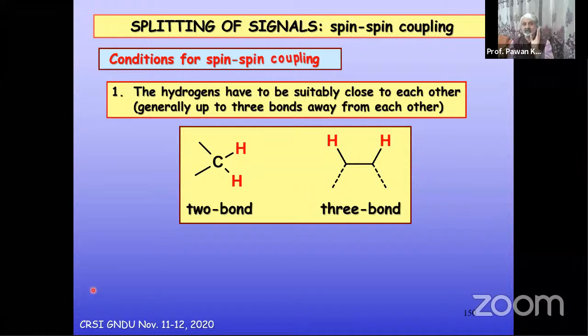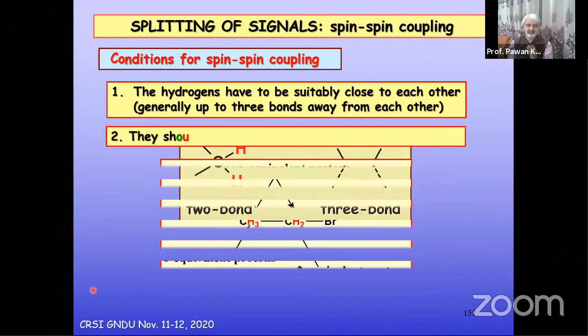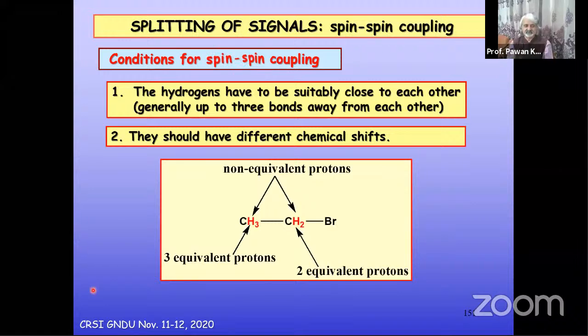That does not mean that the 4-bond coupling is not observed or 5-bond coupling is not observed. That is also observed, but generally up to 3 bonds, the coupling is, not always, most of the times observed. Even 3-bond coupling is also sometimes 0, so you don't see it. But still you see the generally 3-bond coupling is observed, 2-bond and 3-bond, but there can be long range coupling also.